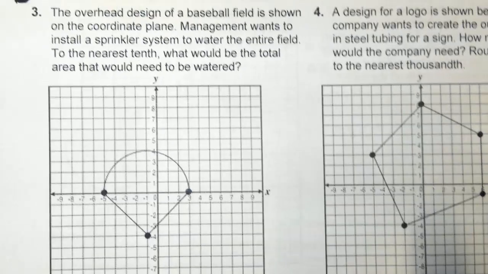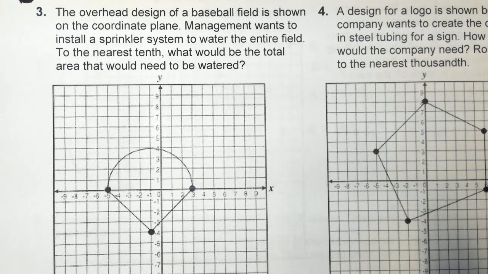Number 3, be on your test too. Shoot, something like number 2 gonna be on your test. Everything I'm pretty much showing you, honestly, you're gonna see something. All the stuff we're doing today is pretty much like test questions. Number 3, overhead design of a baseball field is shown in the coordinate plane. Management wants to install a sprinkler system to water the entire field. To the nearest tenth, what would be the total area that needed to be watered?